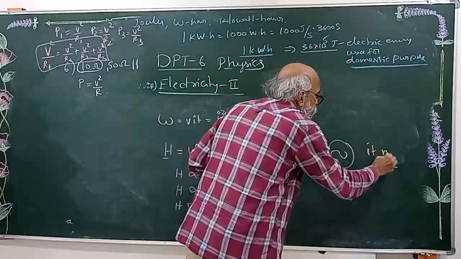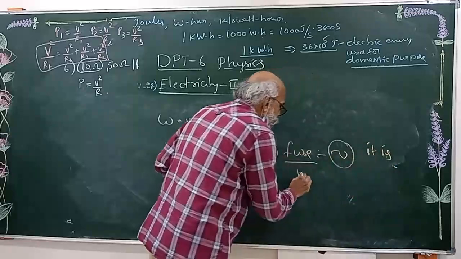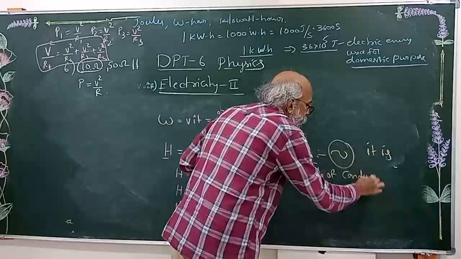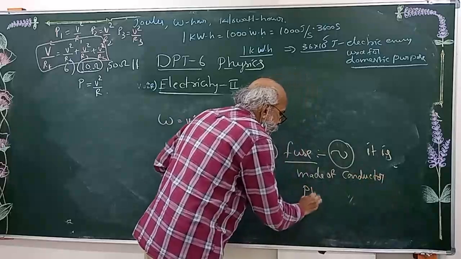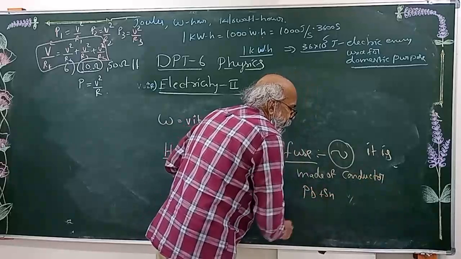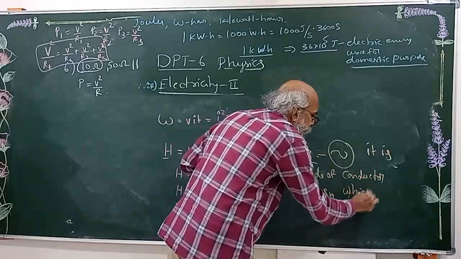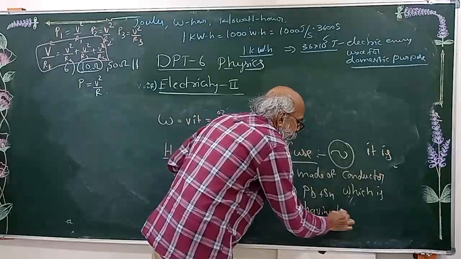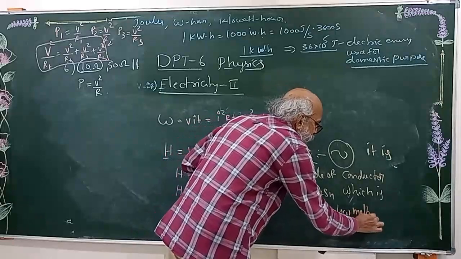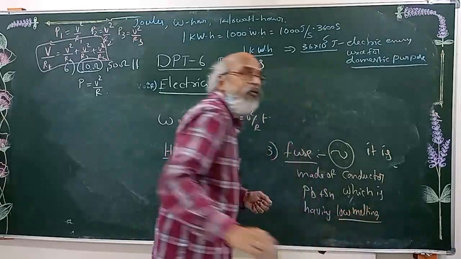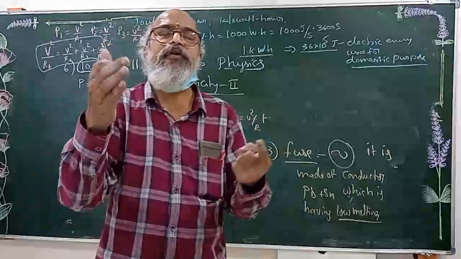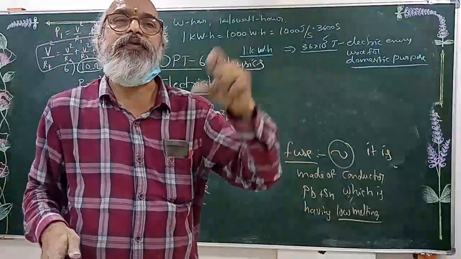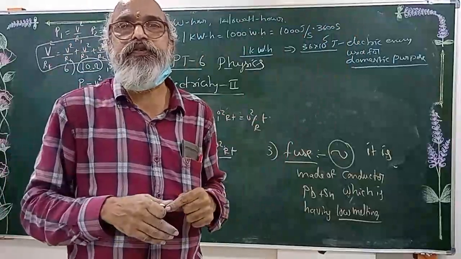It is made of a conductor, a lead and tin combination, which has a low melting point. Low melting point is desired for a fuse. For different gadgets, we have different fuses available. You are familiar: an AC will have a different fuse, and a washing machine will have a different fuse.